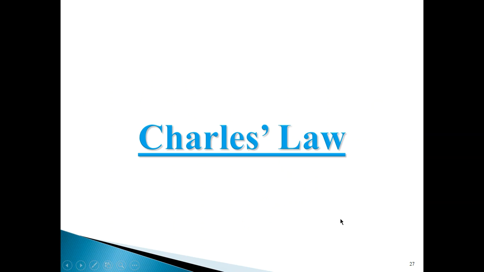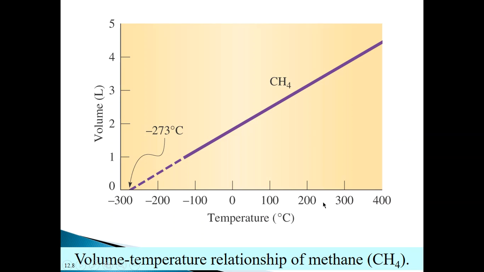So the next law we're going to look at is Charles's law. And Charles's law is one that describes the relationship between the volume of a gas and the temperature. What you see here on the screen is a plot of the volume of a gas, in this case methane, but it could be any other gas, versus the temperature expressed in Celsius. And what you'll find is that there's a straight line relationship, and the line, if extrapolated, will cut the x-axis at minus 273 degrees Celsius.